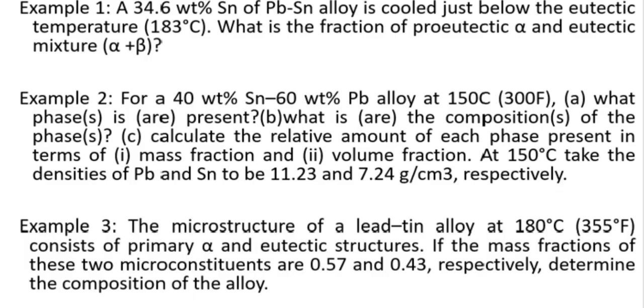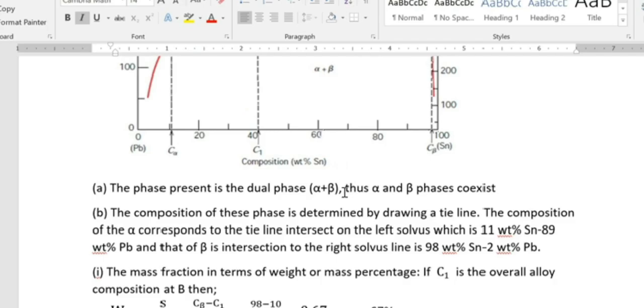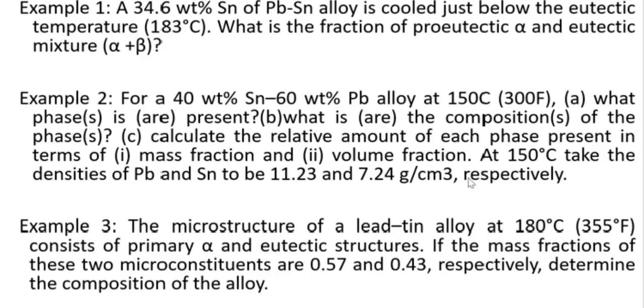The phase present is alpha plus beta, the dual phase. Do alpha and beta coexist in this phase? The second question it asked is what are the compositions of the phases? Here you are not asked the percentage or fraction. What are the compositions? So for alpha, what is the composition, and for beta, what is its composition?